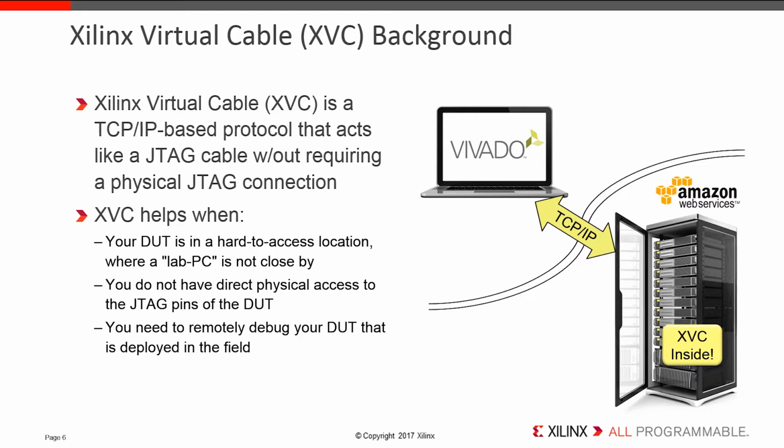We use the Xilinx Virtual Cable protocol to communicate with the design under test on the F1 instance. The Xilinx Virtual Cable protocol is a TCP/IP-based protocol which acts like a JTAG cable without requiring a physical JTAG connection. So XVC helps when the design under test is on a board that is hard to reach, that is not easily accessible, there is no direct access to the physical JTAG pins, or if you need to remotely debug the design when it's deployed in the field, as is the case with our F1 instance.